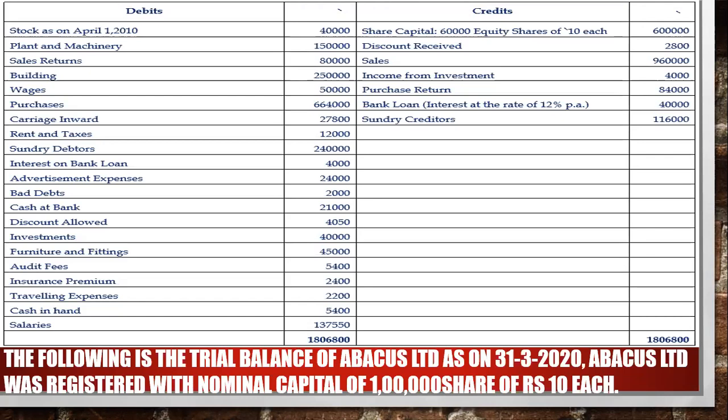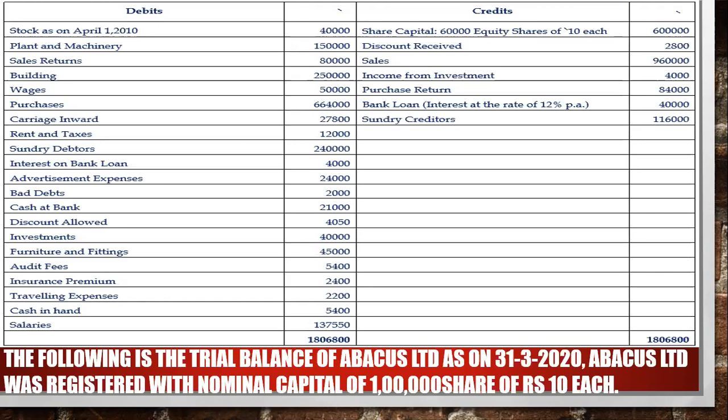Okay, and next is building. You have to calculate 10%. So 2,50,000 multiplied by 10%, you will get 25,000. For 10% you can cut one zero. After that, for furniture and fixture it's 45,000. You have to calculate 10% on it, so you will get 4,500.